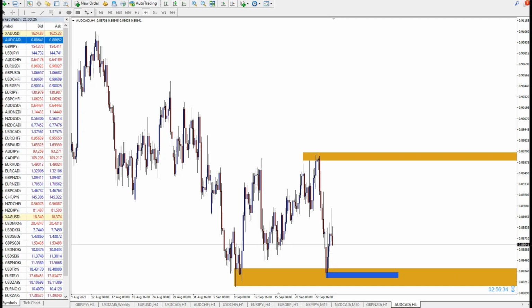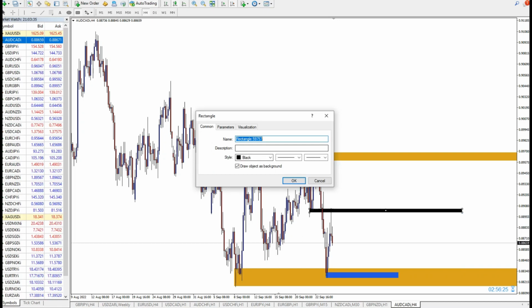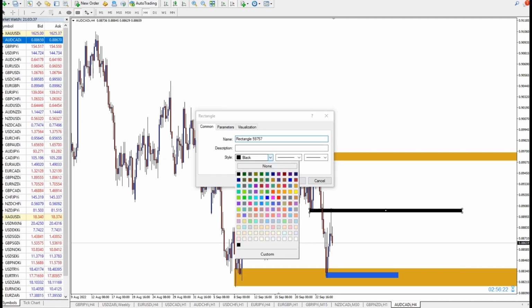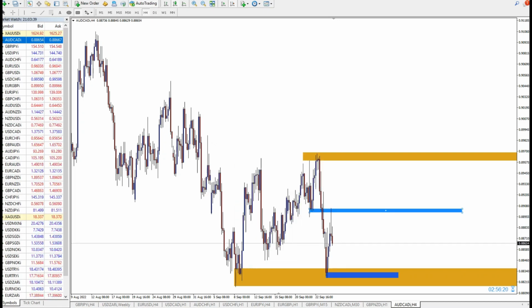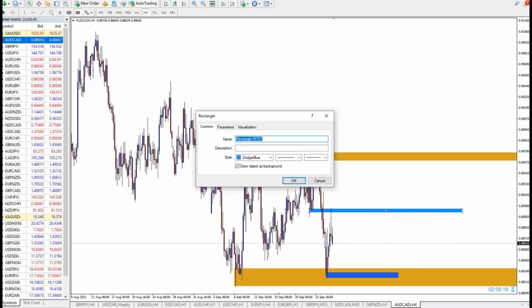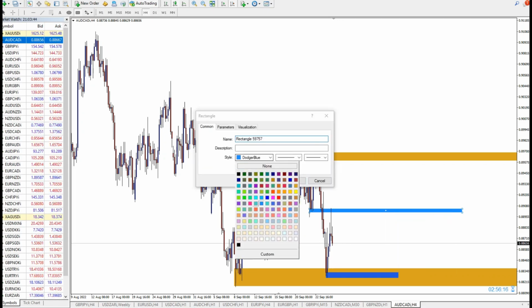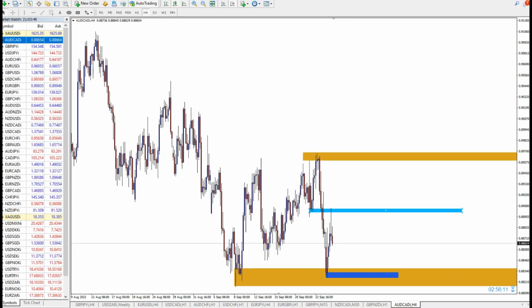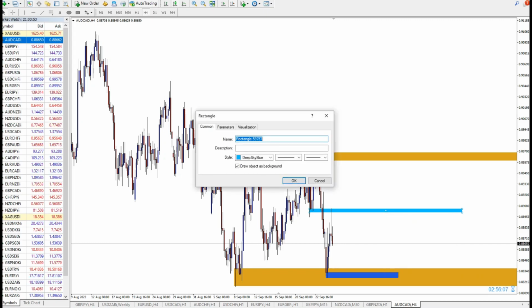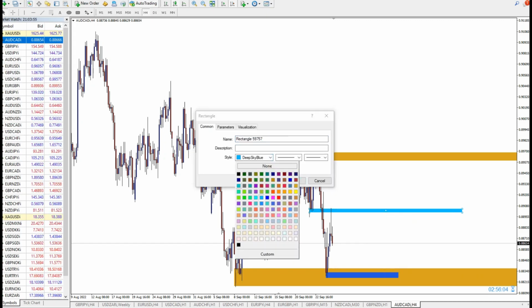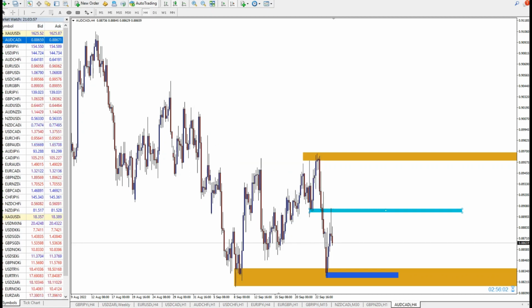Then let's find a reversal zone for bearish. As far as I can see, this is the one, and price has already reacted from this one. I'm just going to change color to bluish, so that we know these are the 4 hour zones. It's very important to use different colors for your zones, so that you don't get lost. Let's just leave it like this.